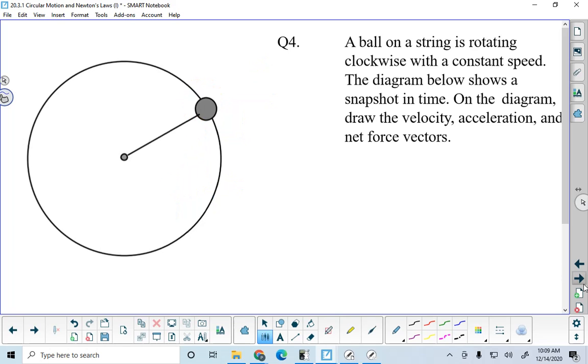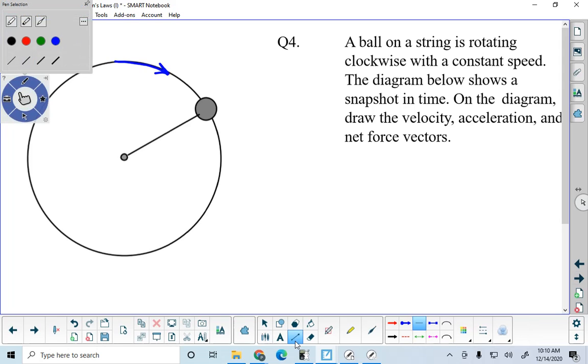Okay, so this is where we put it all together. A ball on a string is rotating clockwise at a constant speed, and the diagram below shows a snapshot in time. So this ball is following this path. Okay. On the diagram, draw the velocity vector. So I'm just going to start with that. Which way should I draw a vector on the ball that shows the direction of the velocity of the ball?